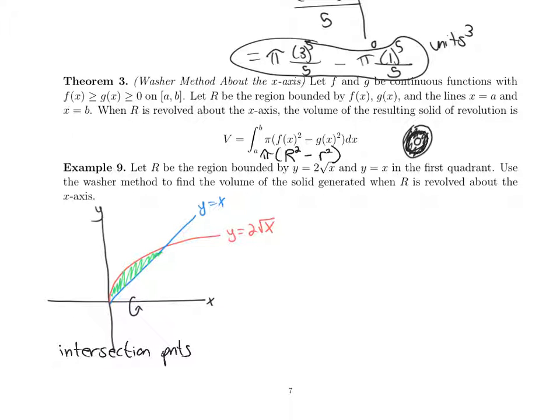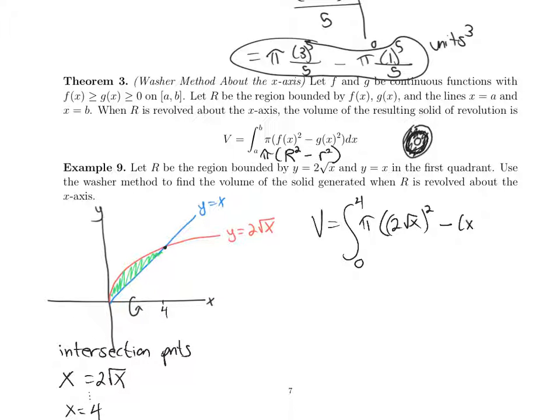Okay, in order to do that, I'm going to set those two equal to each other. I have x = 2√x. You can square both sides, or you can do a little bit of yoga for the brain. Think about it, and we're going to end up with x = 4 as our intersection point. So then our volume is going to be the integral from 0 to 4 of pi times the bigger radius squared minus the smaller radius squared. Okay, and then we can simplify it from there.